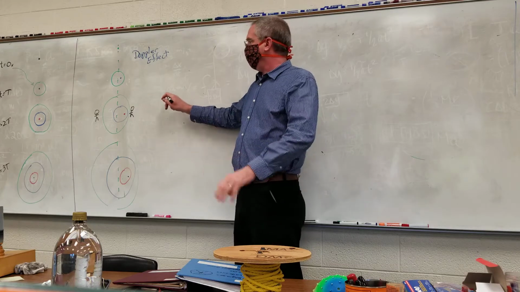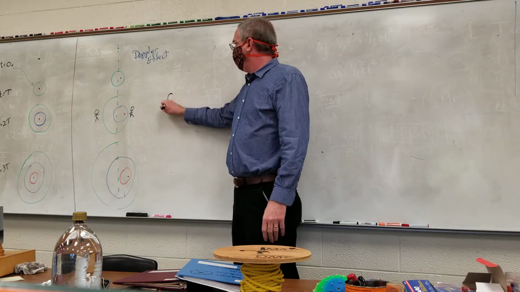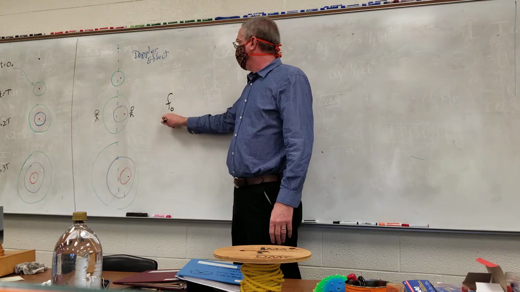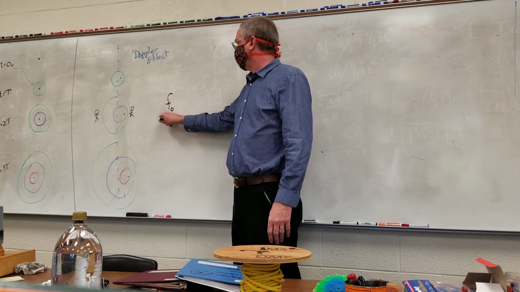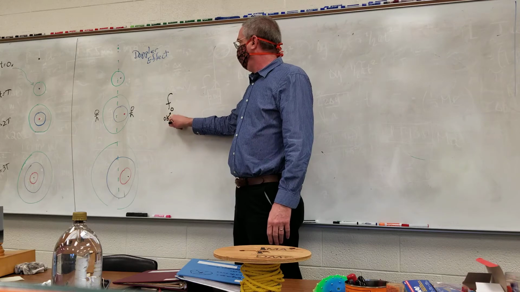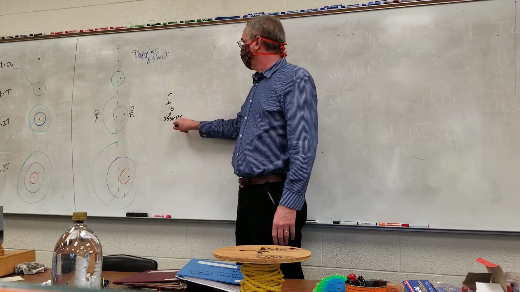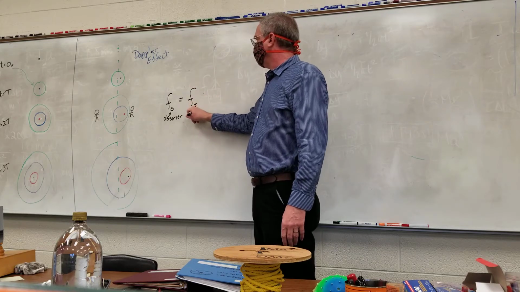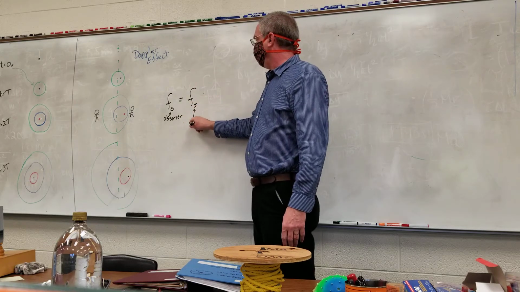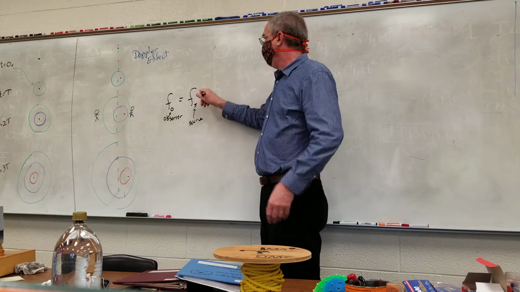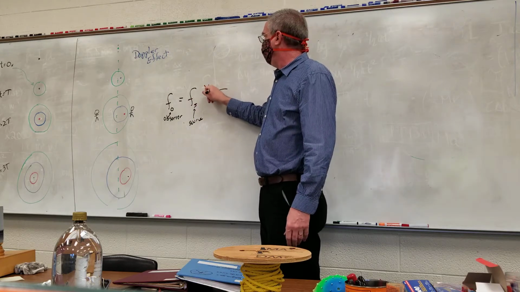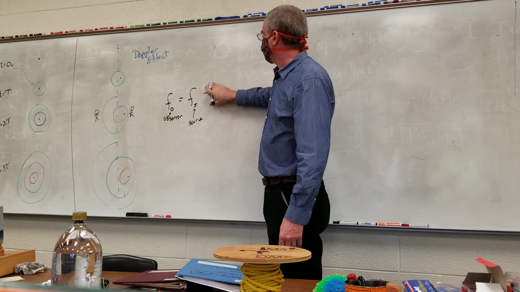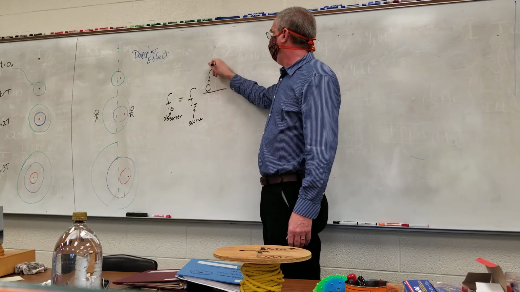Just some quick math. So the observed, this is for observer, the observed frequency is equal to the source, this is for source, the source frequency times a fraction. So this would be speed of sound, and I'm just going to use the letter C for speed of sound.